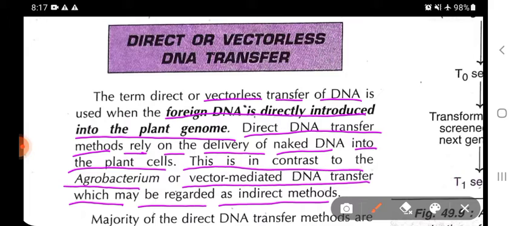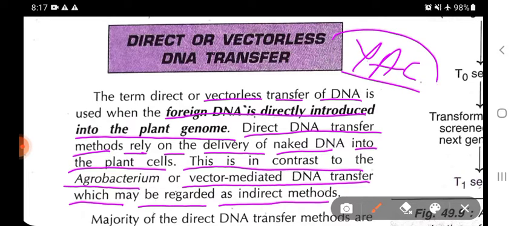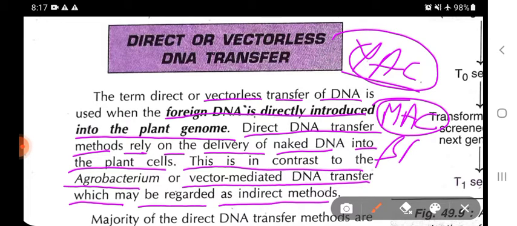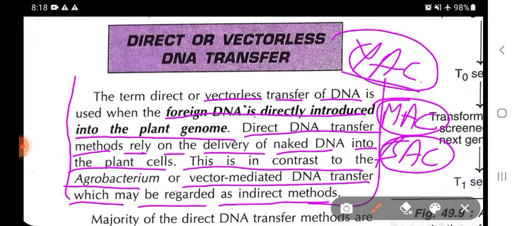They have to be transformed by construction of other vectors, like we can use yeast artificial chromosomes, mammalian artificial chromosomes, bacterial artificial chromosomes, or we can use bacteriophage as a vector for proper transformation of animal cells, right? But the direct method of gene transfer is applicable to all the plant cells and animal cells as well. Now how it can be achieved, we will see.